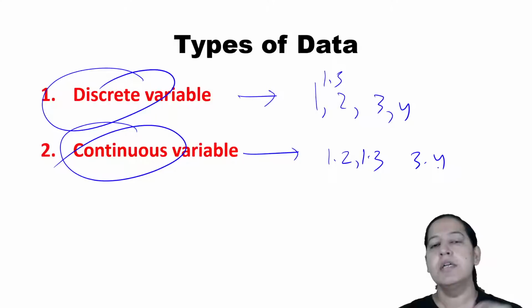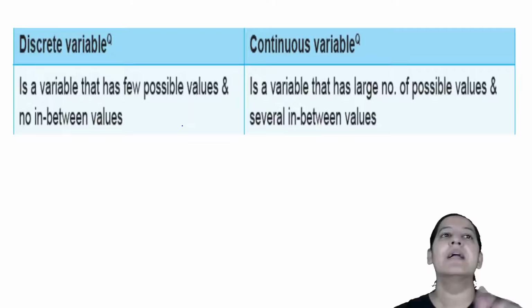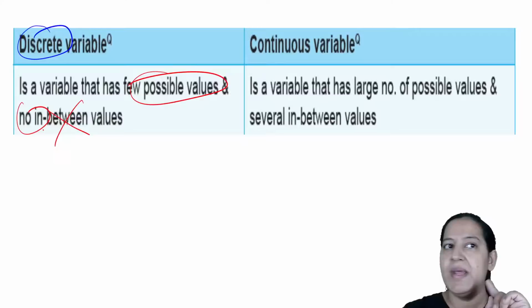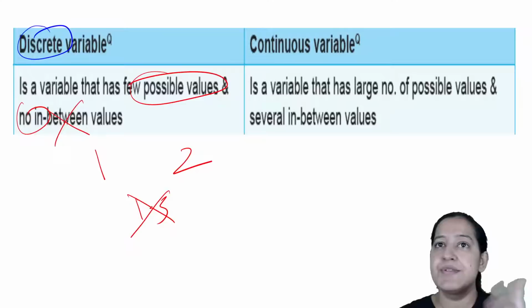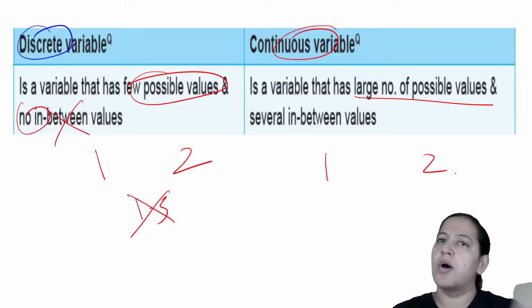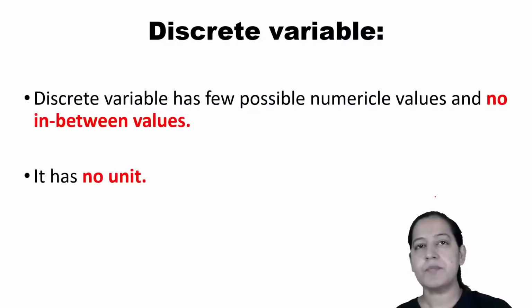Let me tell you the examples. Discrete will have fewer possible values and no in-between values. There will be no in-between: either it will be 1 or it will be 2. It will not be 1.5. In continuous, there will be a large number of possible values, and between 1 or 2 or all numbers, in-between values are also possible. So as the name indicates. Let me tell you the examples.